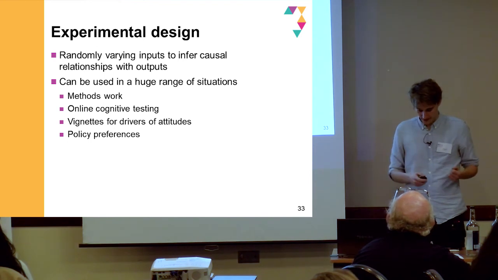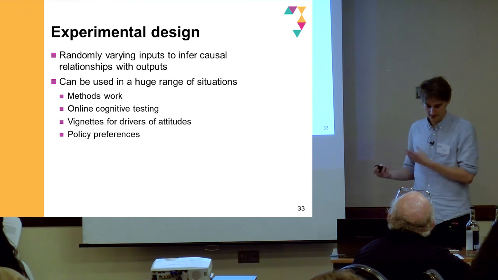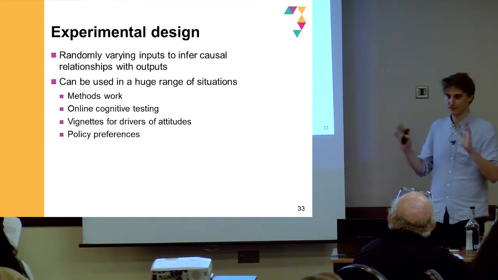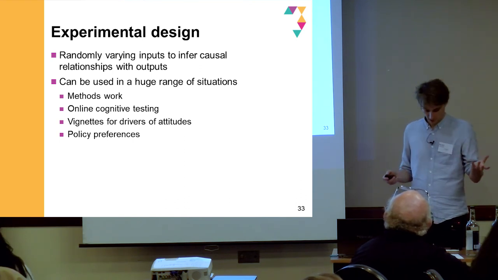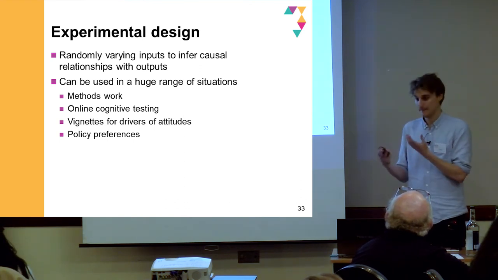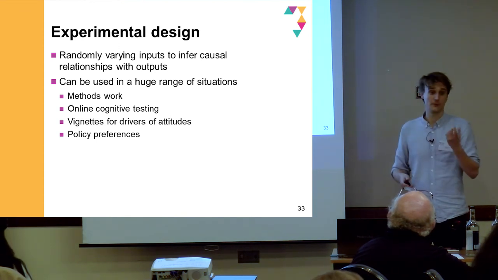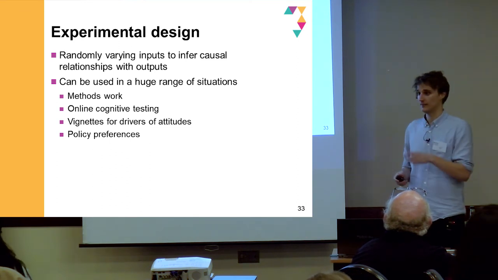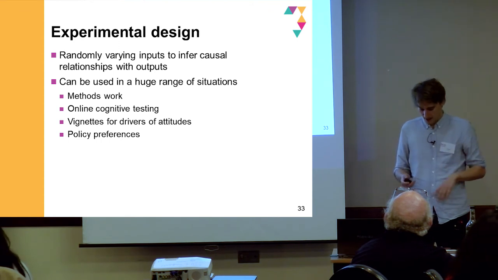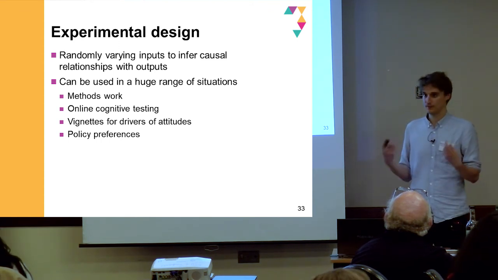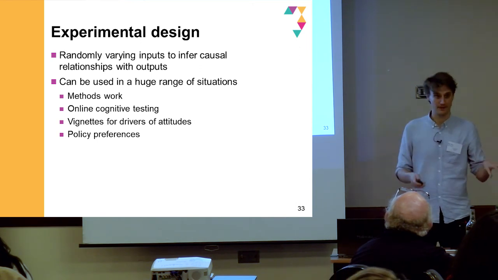The second way it's been used that I'd like to talk about is in implementing experimental designs. By that I mean, and this is by no means a formal definition, randomly allocating participants to different treatment groups where they experience different inputs, and then we collect output measures in order to be able to infer causal relationships between the variation in those inputs and variation in those outputs. We've used this in a few ways. Obviously, a lot of the methodological experimentation falls under this category, but we also do it within the questionnaire.